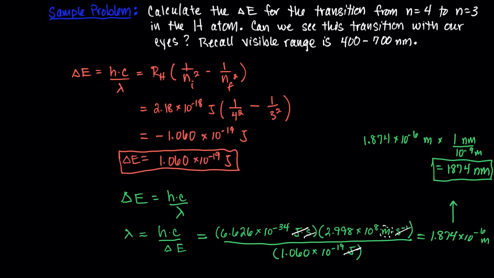So just a couple of reminders. The Rydberg equation is used for the hydrogen atom only, not for anything else. And it allows us to calculate the energies and wavelengths associated with the electronic transitions in the hydrogen atom that appear in the emission spectrum.